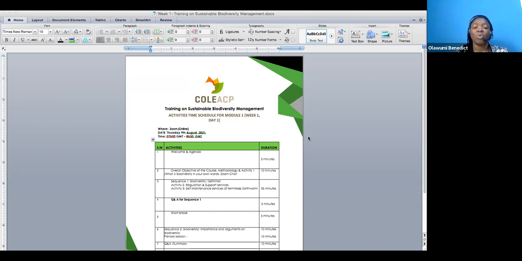What is biodiversity? That's what we are looking at, the definition and the importance of biodiversity. Why is biodiversity important to us? Then we have an activity on regulation and support service. We're going to look at the difference between regulation and support services. Then we have another activity on self-maintenance service of termite. What does termite do differently from earthworm? What are the benefits of earthworm and termite? We're going to do an activity on it, after having an interaction. Then we'll ask for question and answer for sequence 1.